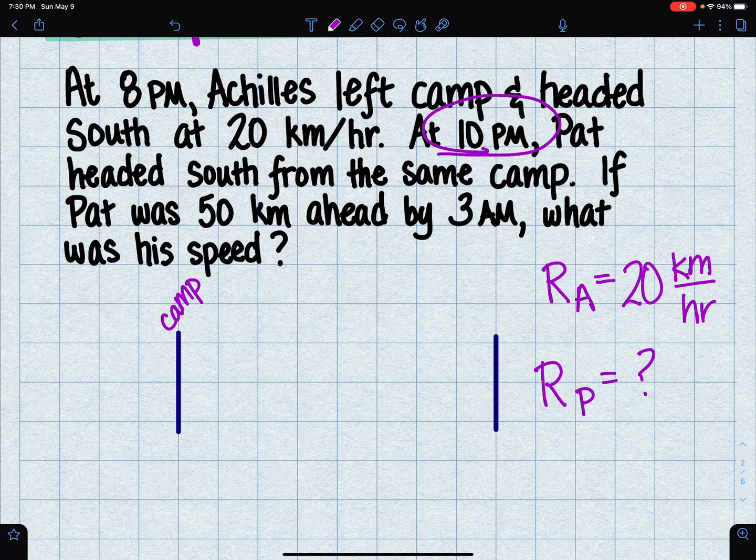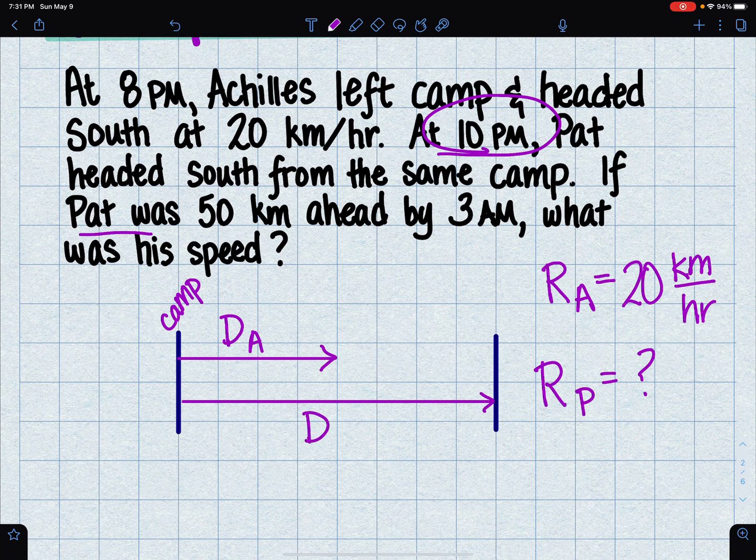So Achilles left camp, and he headed south at 20 kilometers an hour. So this is the distance of Achilles. Okay. And then Pat headed south from the same camp. And who's ahead? Pat is going to be ahead. So this is where Pat ends up, because he's the one that is ahead in terms of distance. So I'm going to put this is distance P for Pat.